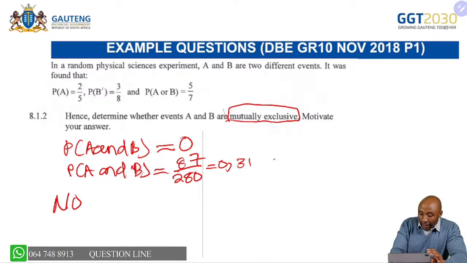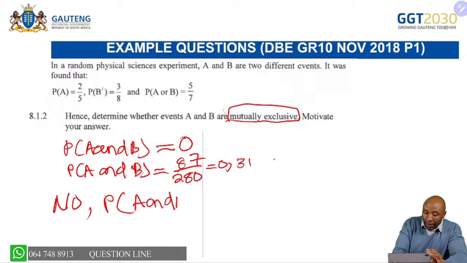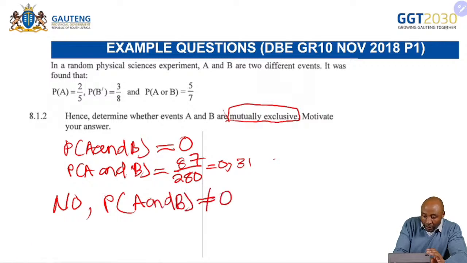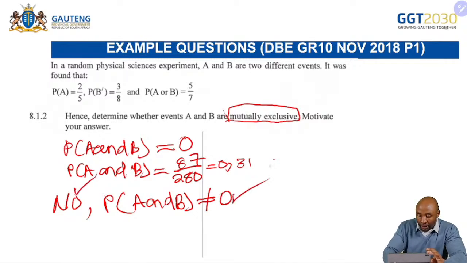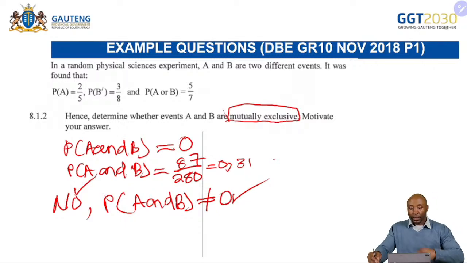And motivate your answer. We must give a reason why they are not mutually exclusive. The condition for mutually exclusive events, the probability of A and B must be equal to 0. So what we have here becomes our reason. We are going to say no, the probability of A and B is not equal to 0. So you will get a mark for no, and you also get a mark for calculating the probability and showing that the probability of A and B is not equal to 0, as we found it as 87 over 280. This is good enough.